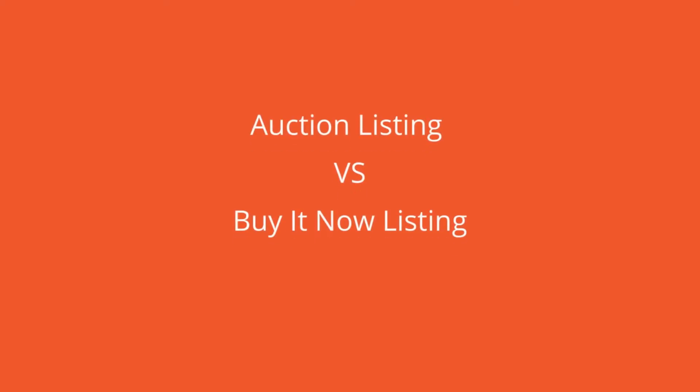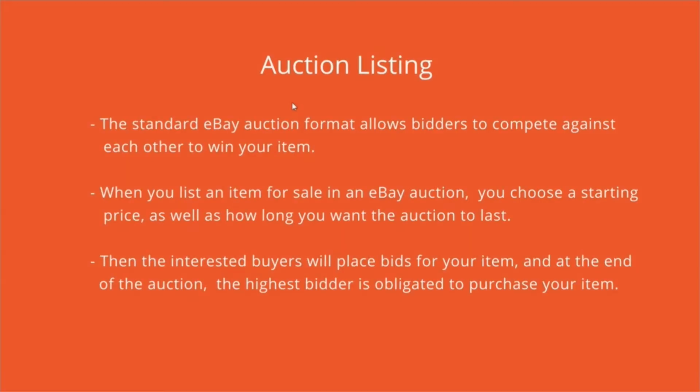Now we are going to take a look at the differences between the two formats in detail. So let's look at the auction format. The standard eBay auction format allows bidders to compete against each other to win your item. When you list an item for sale in an eBay auction, you choose a starting price, as well as how long you want the auction to last. Then the interested buyers will place bids for your item, and at the end of the auction, the highest bidder is obligated to purchase your item.